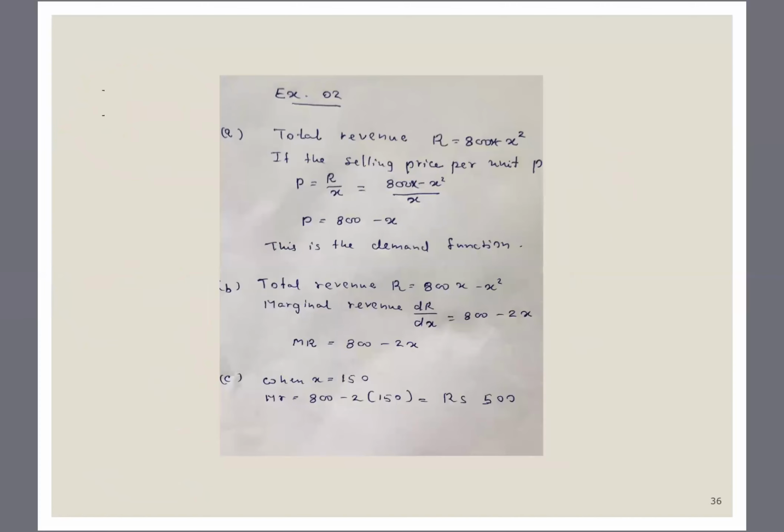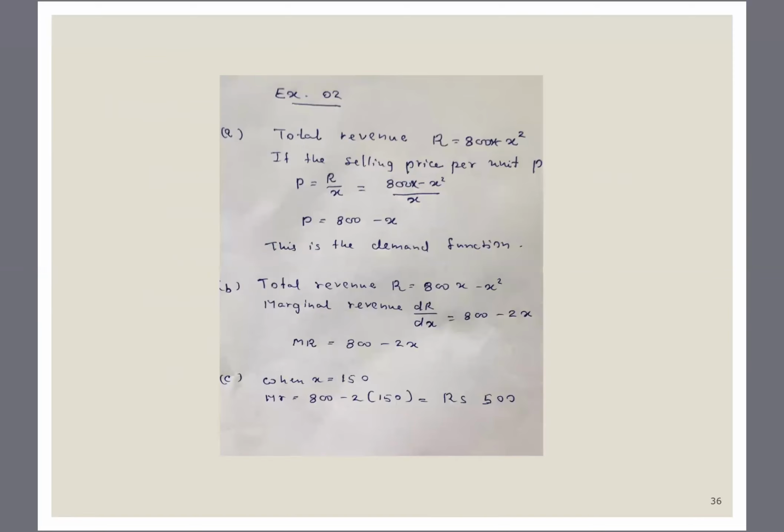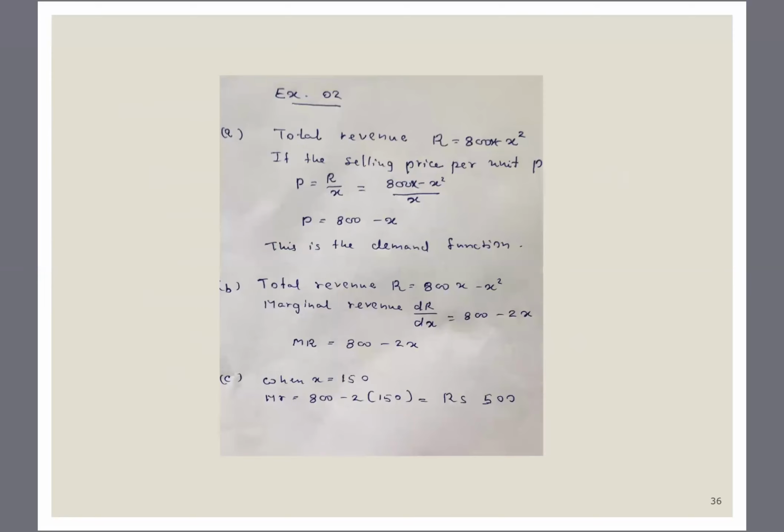So I will explain just one. The example given here is the revenue function, R equal to 800x minus x square. What they ask is to determine the demand function and find the marginal revenue when x equal to 150. Right? First we want to identify the demand function. What does it ask? Oh yes, the demand function. But you know, right?